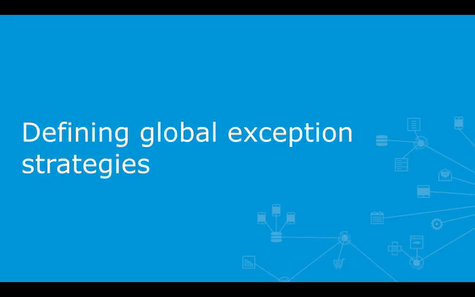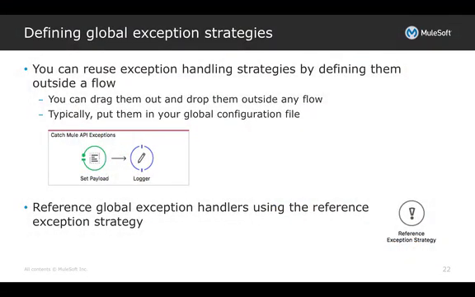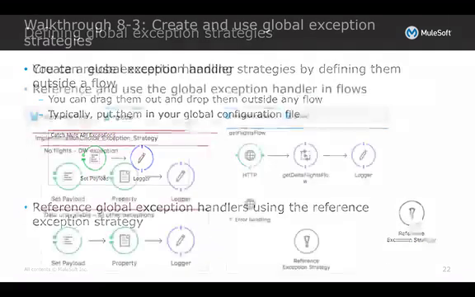Defining global exception strategies. We can also reuse our exception handling strategies by defining them outside of a flow. We saw this for a split second with our choice exception strategy when we first dragged it in. So you can drag it in outside of any flow and it will be global. Typically, you can put these in your global configuration file. That way, just like our other global elements, they're easy to locate. Then the flows that should use that global exception strategy can reference it using the reference exception strategy component.